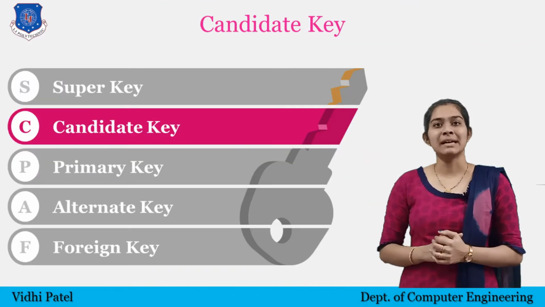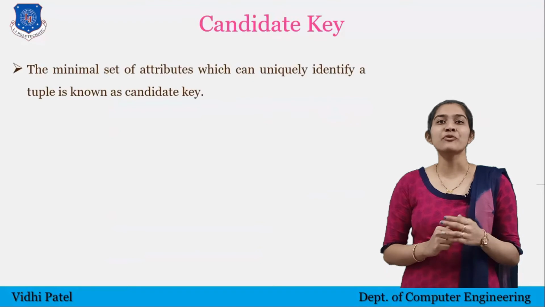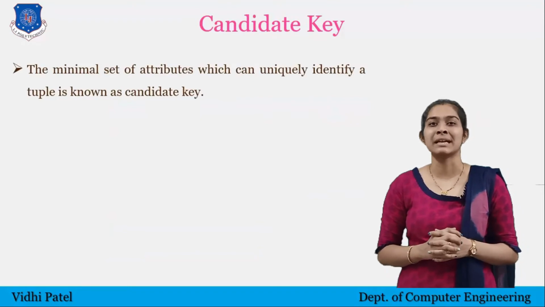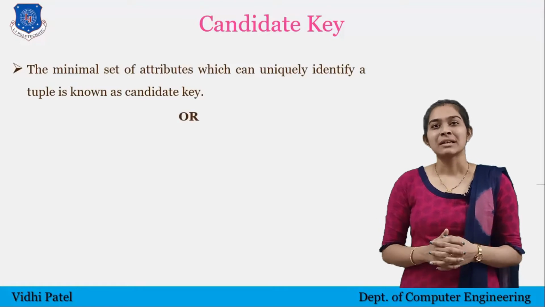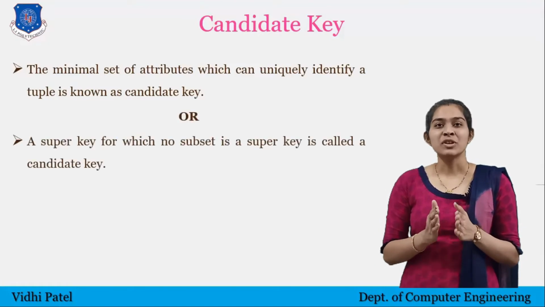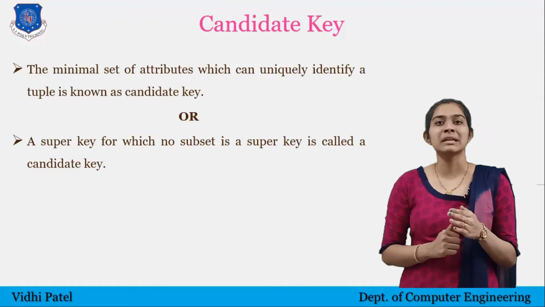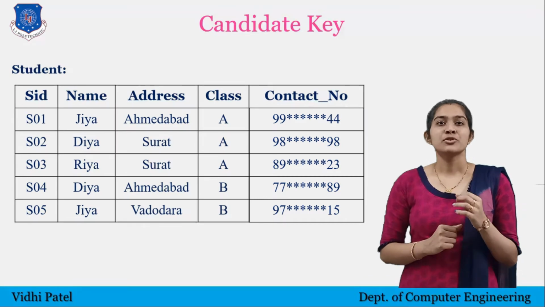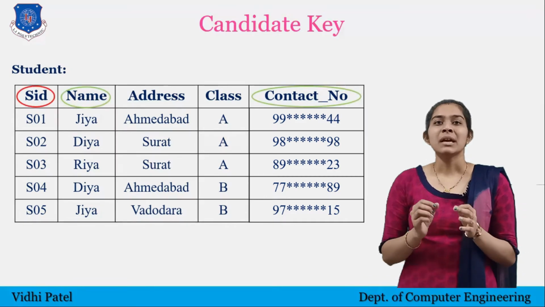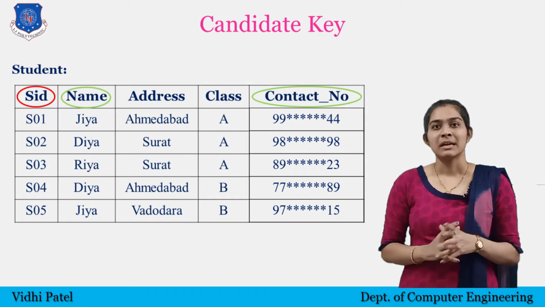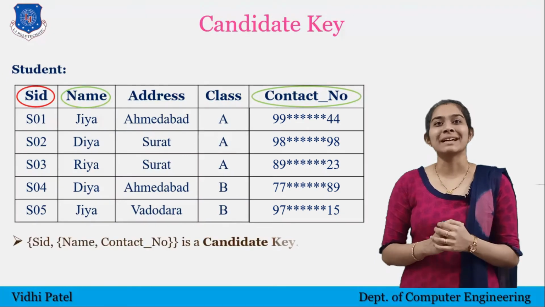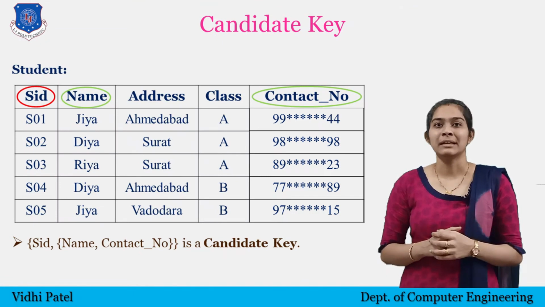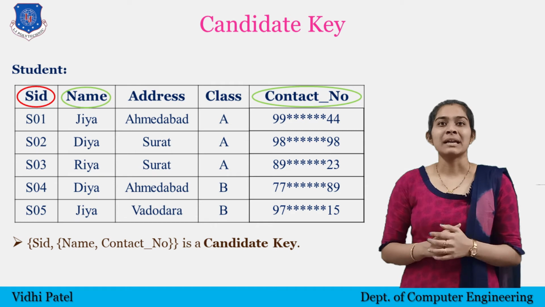The next key is the candidate key. The minimal set of attributes which can uniquely identify a tuple is known as a candidate key, or we can say that a super key of which no subset is a super key is called a candidate key. For example, for the student relation, student ID as well as name and contact number are super keys, and so they each are called candidate keys. But all the super keys are not called candidate keys. Let's understand it by an example.